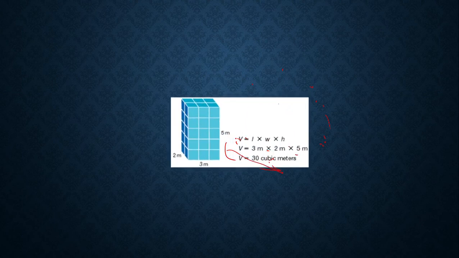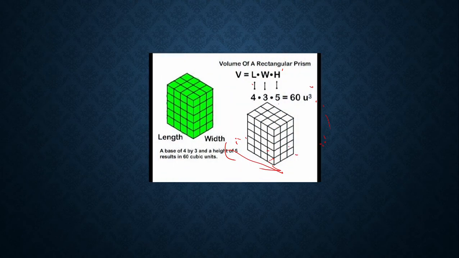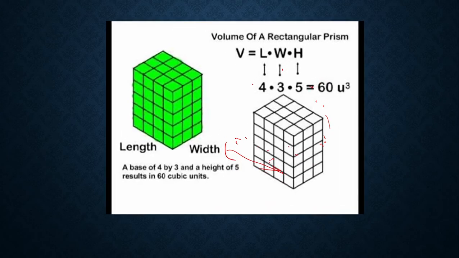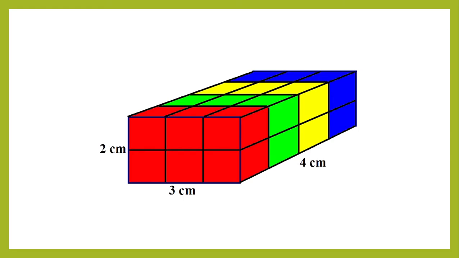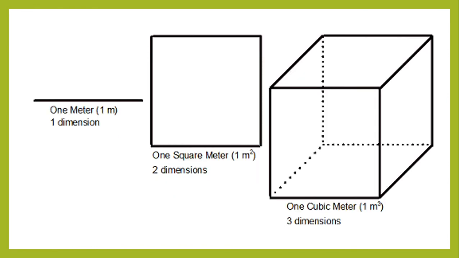This is another example, the same concept. Another easy example. So 4 cubes over here. It's colored so you can understand: 3 cubes over here and 2 is this. So this is how you find the volume of any object.